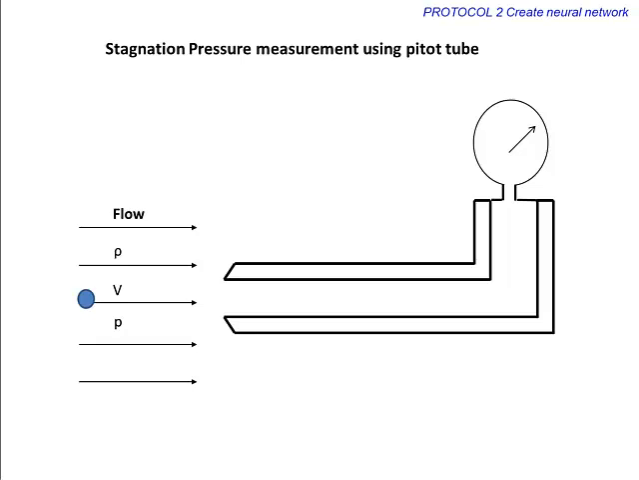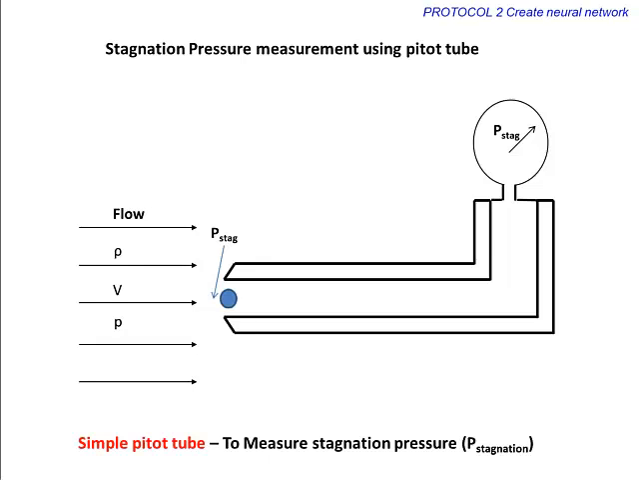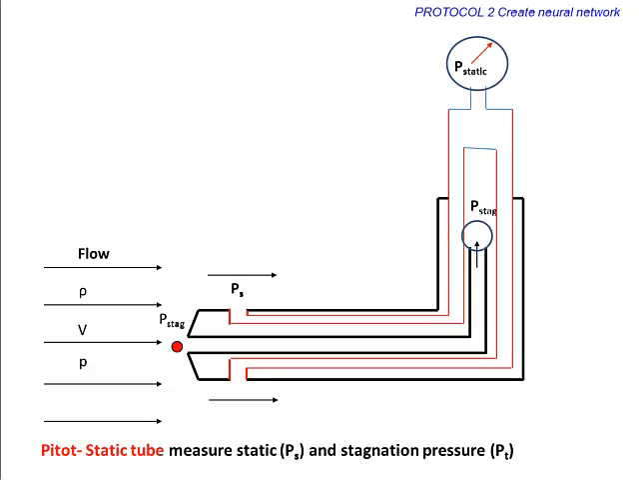Therefore, at equilibrium, fluid particles are brought to rest at the entrance of the tube. Fluid is said to be stagnant at the entrance of the tube, and the corresponding pressure measured by the tube is called stagnation pressure. The arrangements discussed for static and stagnation pressure measurement can be combined into a single device called a pitot static tube. A simple configuration of a pitot static tube is shown in the figure.